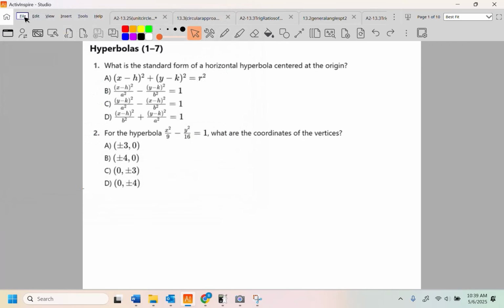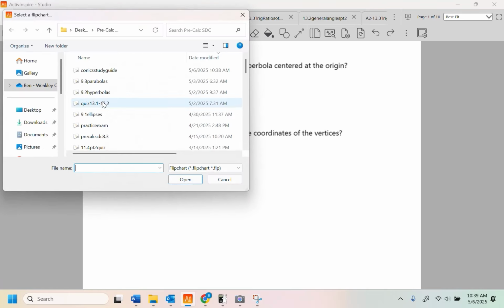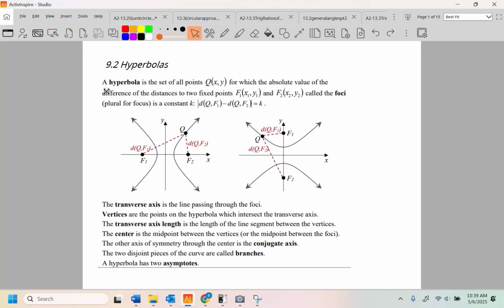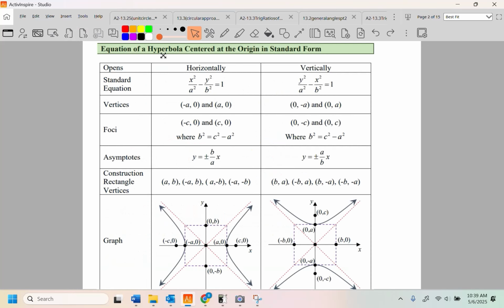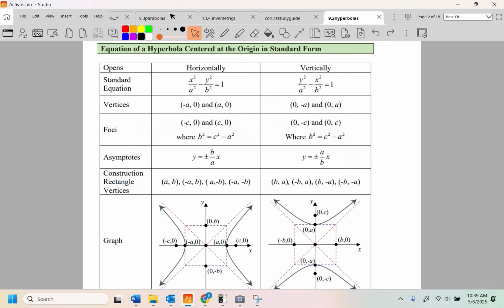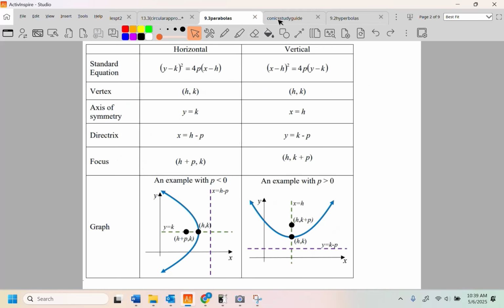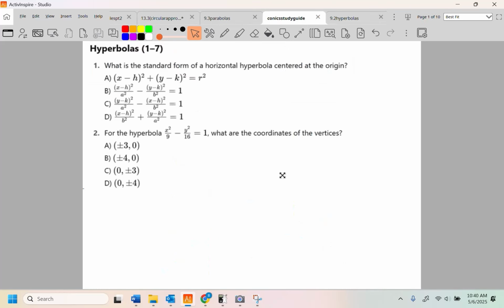We have a hyperbola. Hyperbola seems like that was 9.2 maybe. I don't know if I've got that open or not. Anyways, we need 9.2 hyperbolas. And here's my forms. Close some stuff out. All right.